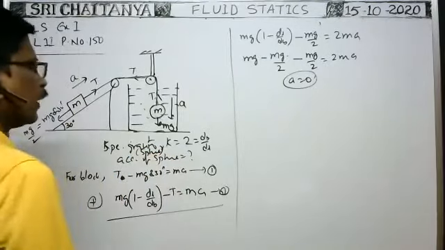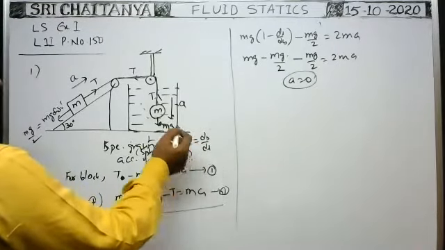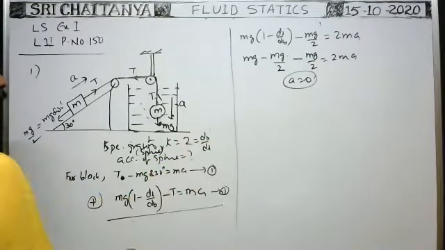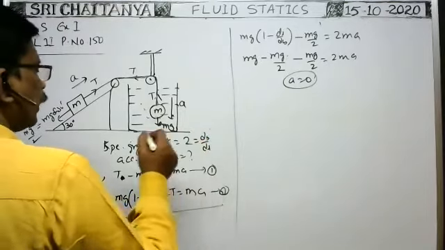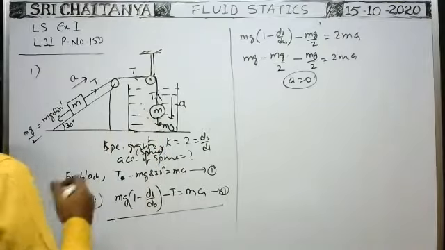For the sphere it is given that density of the body by density of the liquid, which is also called the relative density, is equal to 2. Now, when the system is released, what is the acceleration they ask?